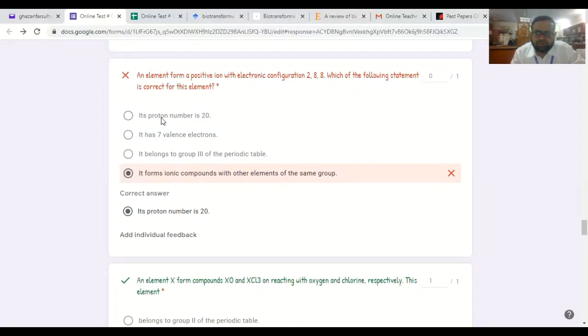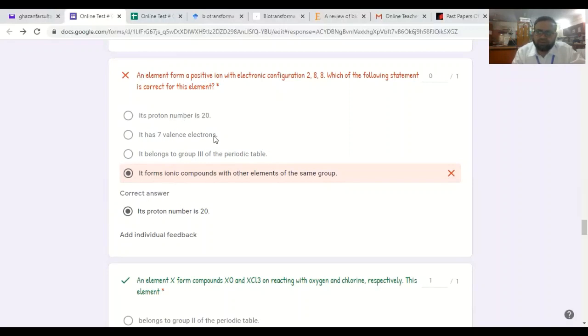The first option is saying its proton number is 20. Yes, it may be correct, because if we write the electronic configuration 2,8,8,2, it is correct because 2 electrons may be lost.